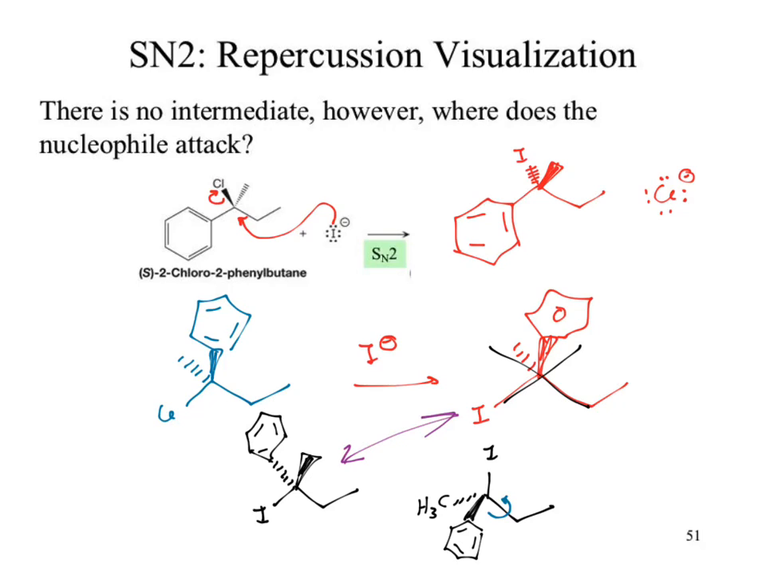So on a multiple choice test, what could be given as the answer? I could say predict the product of this SN2 reaction. Well, I could give you the red structure.